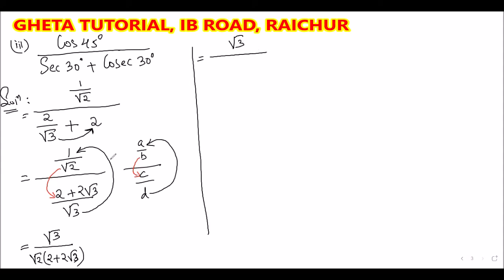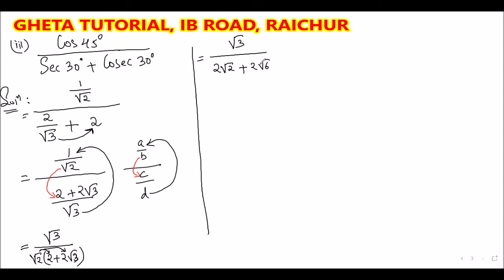What I will do now is this root 2 I will multiply inside the bracket. So first, root 2 into 2 becomes 2 root 2, plus. Again this root 2 I will multiply with the second term, that is 2 into root 2 into root 3. Root 2 into root 3 is root 6. Like this you have to multiply.